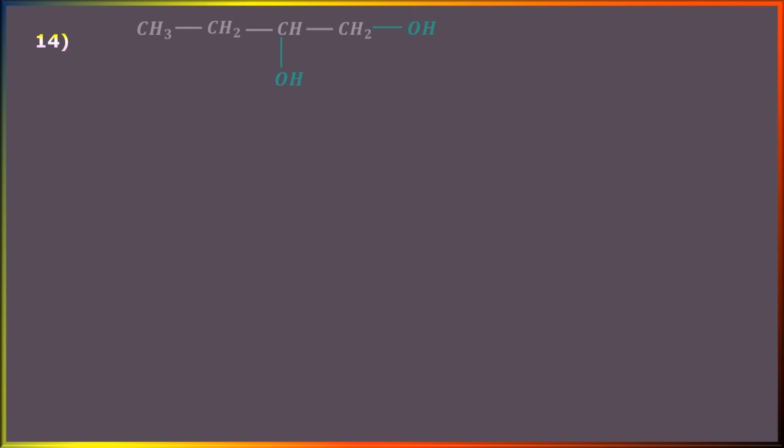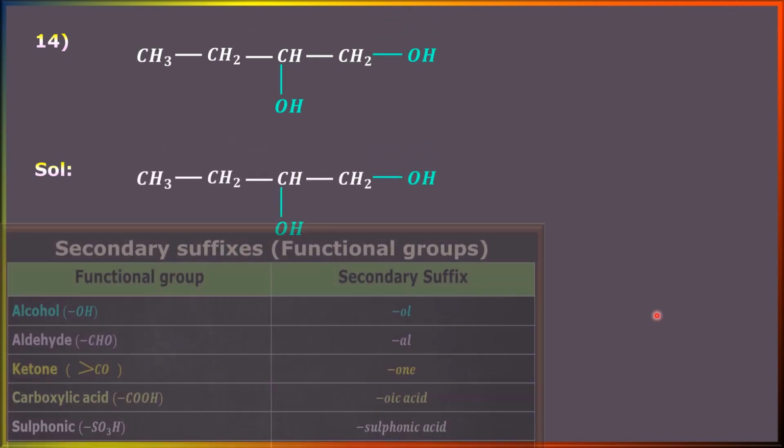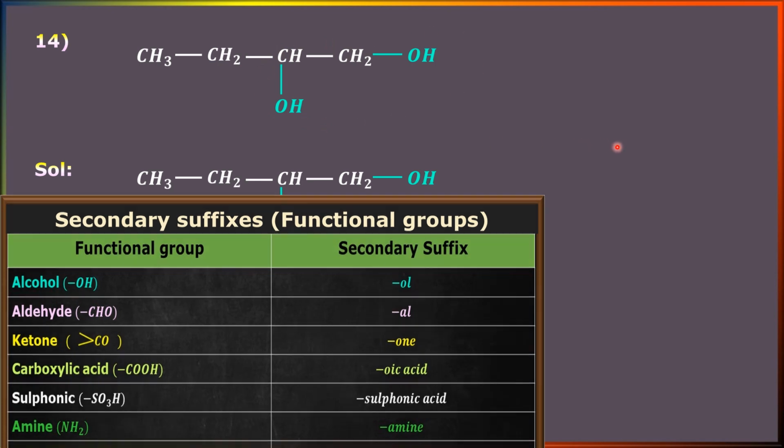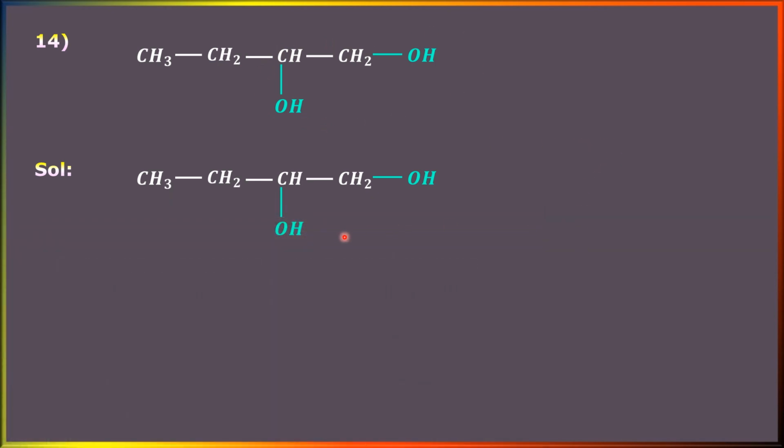Next, problem number 14. In this compound, OH functional groups are present. Same functional group is repeated twice. Okay. And we have to number the parent chain. Which way of the numbering is correct? To know that, we have to use the lowest set of locants rule. So first I am numbering the chain from left to right, then from right to left.